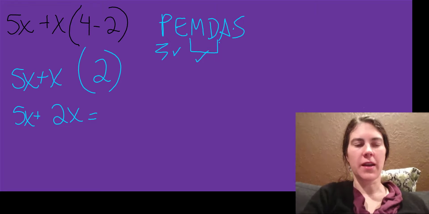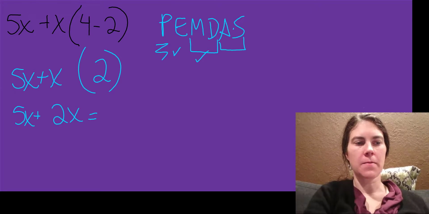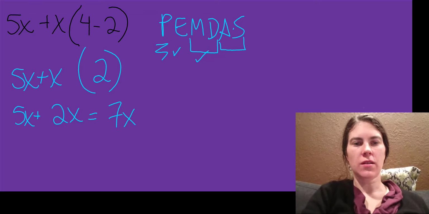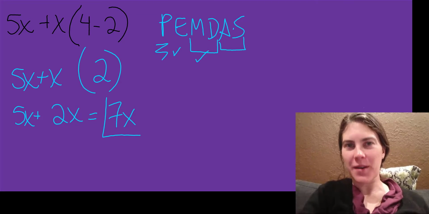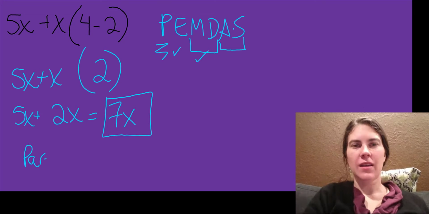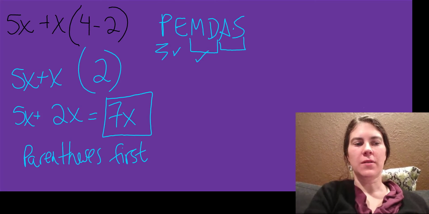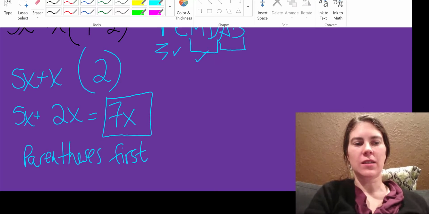So I just did the multiplying and dividing. I'm going to copy this part down. 5x plus 2x is equal to... I'm doing the adding and subtracting part of PEMDAS. That was how I solve it if I do the parentheses part first.